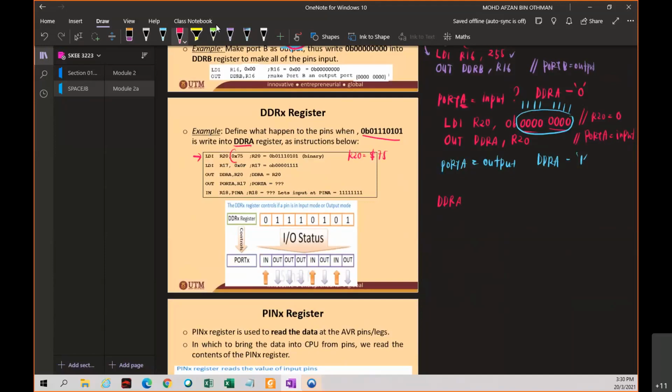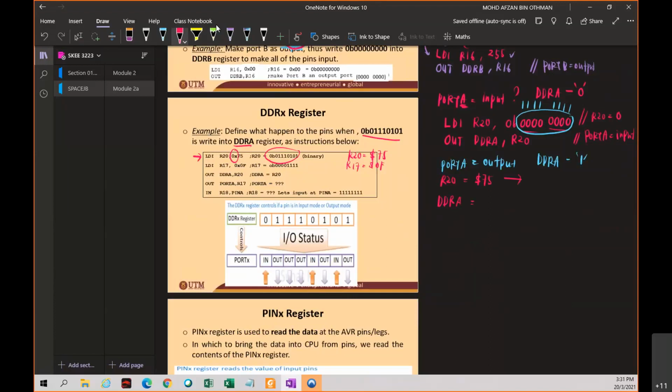Okay, dalam hexa ya, sebab 0x. And then load I R17 0x0F. So R17 ada 0F. Out DDR-A R20. Okay, so hantarkan value daripada R20, which is 75 ke DDR-A. Okay, mula-mula apa yang kita nak buat sekarang ni? Okay, 75. Kamu ada 75 letak dalam R20.